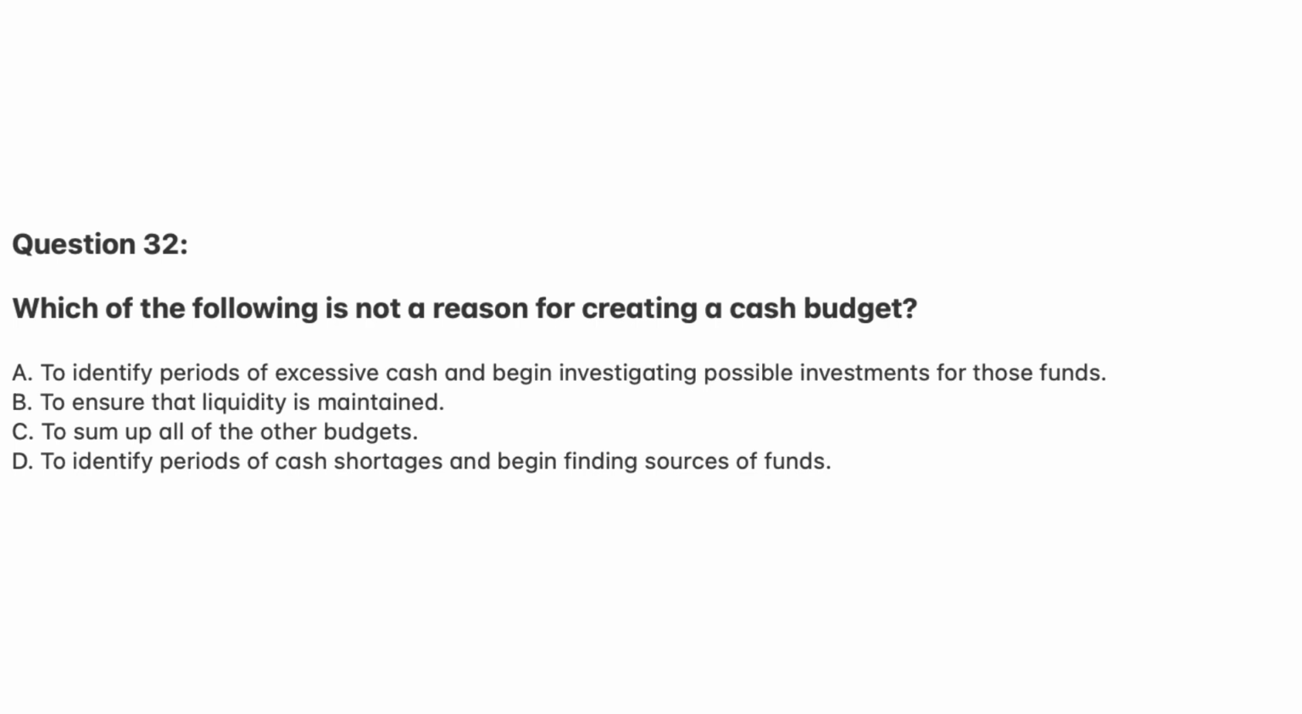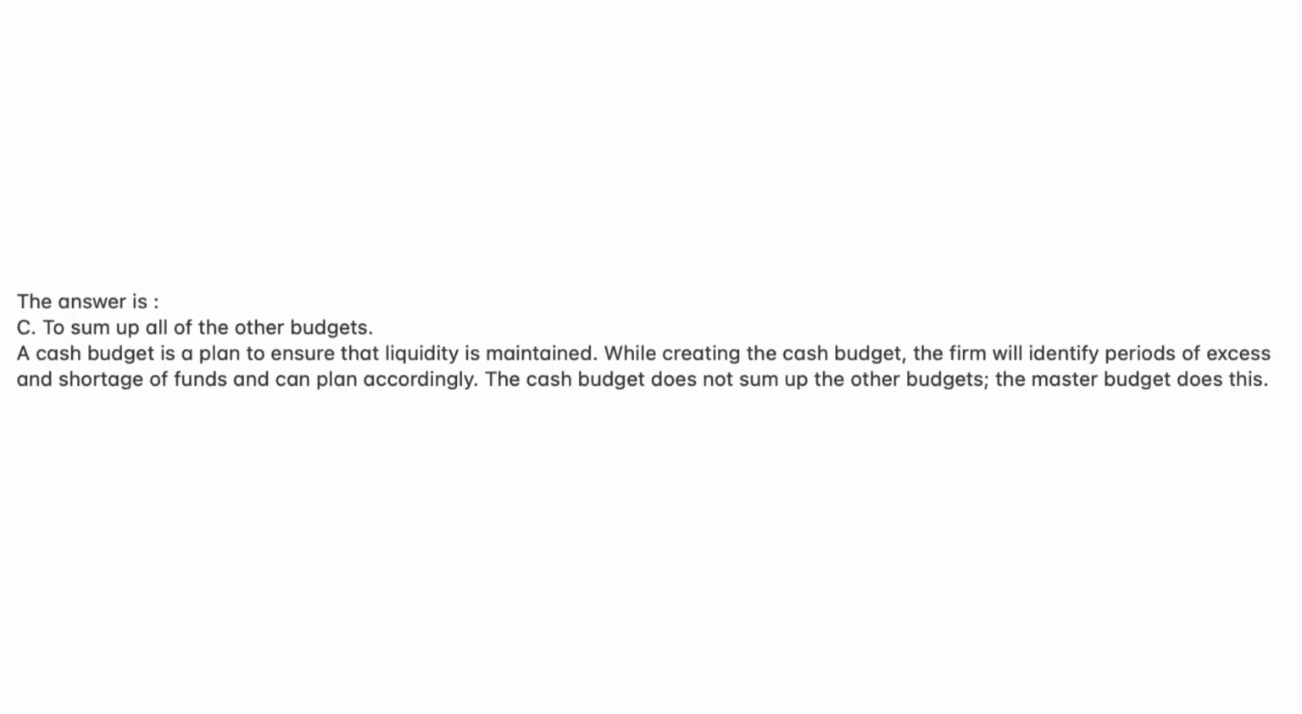Question 32. Which of the following is not a reason for creating a cash budget? A. To identify periods of excessive cash and begin investigating possible investments for those funds. B. To ensure that liquidity is maintained. C. To sum up all of the other budgets. D. To identify periods of cash shortages and begin finding sources of funds. The answer is C. To sum up all of the other budgets.